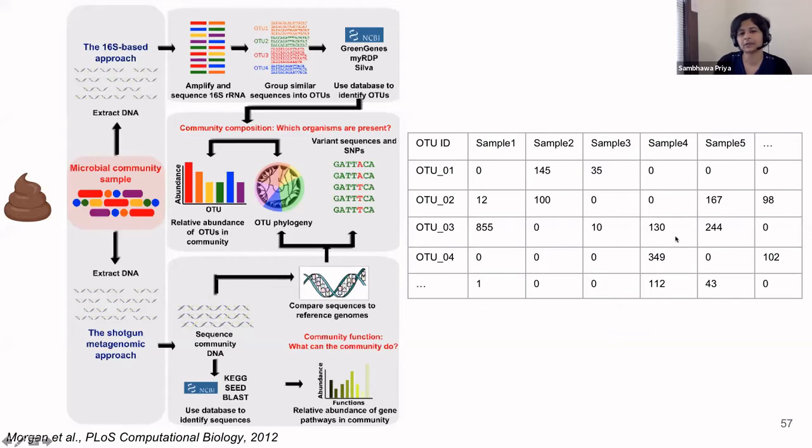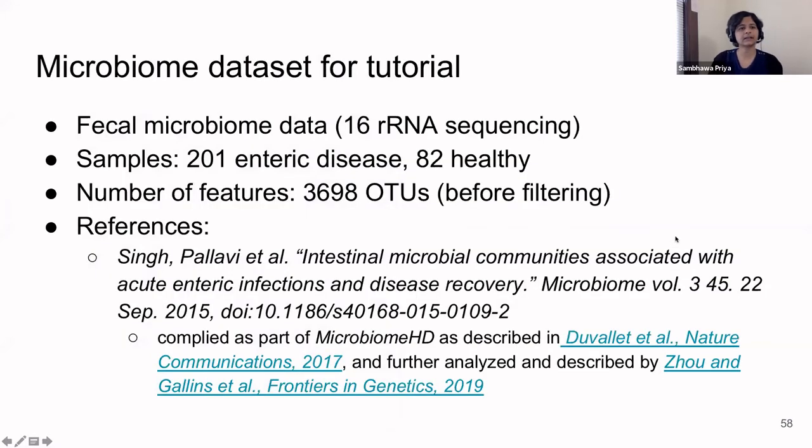The data set that we're looking at today is fecal microbiome data from 16S RNA sequencing. It's a data set with samples from patients with enteric diseases, and there are healthy samples as well. We'll be looking at the OTU table, and this is the reference for the paper from which we are using the data set. The idea is that we want to classify the samples of enteric disease from healthy. Just a second.